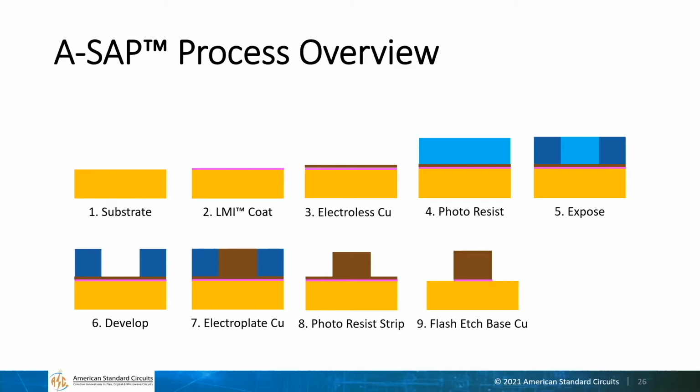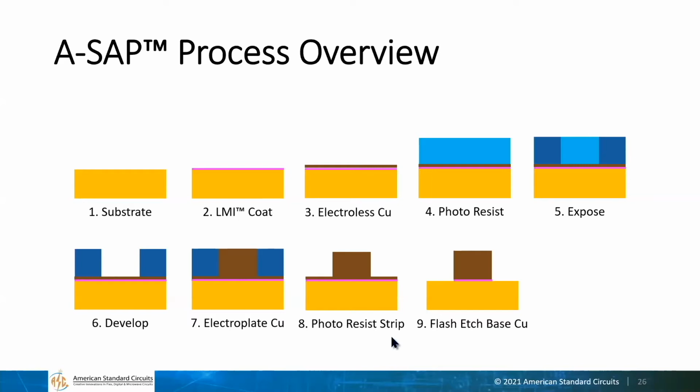Then on top of this, you put the photoresist, you expose and you develop it. When you look at slide 6, what you can see is that the opening in the photoresist tells you everything about what the trace width is going to be, what the trace height is going to be, because you're going to electroplate using the electroless copper as an electrode into that open cavity of the photoresist.